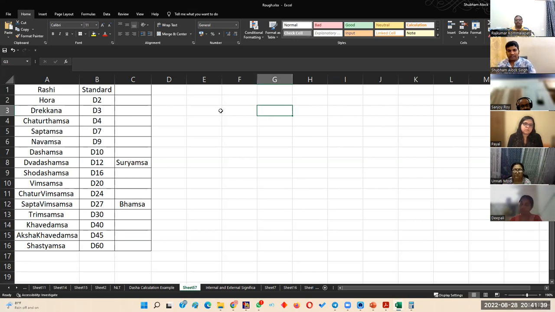So basically, there is a calculative method. When you calculate D2, one Rashi is divided into two portions. For an odd Rashi, the first is ruled by Sun and the second is ruled by Moon. For an even Rashi, the first is ruled by Moon and the second by Sun. Now there is a misinterpretation right here.